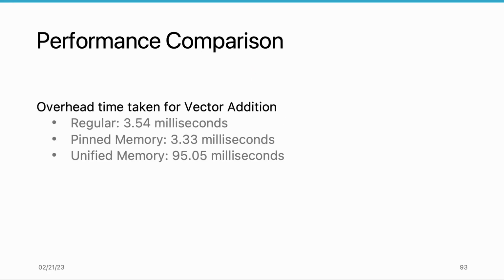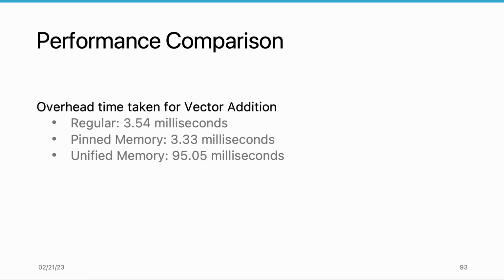We conducted a performance analysis of the vector addition implementation in HIP using 3 different memory allocation methods: regular, pinned, and unified memory. Here we show the kernel execution time. Our analysis showed that the regular implementation took 3.54 milliseconds to complete, while the pinned implementation was slightly faster, completing it in 3.33 milliseconds. However, the unified memory implementation was much slower, taking 95.05 milliseconds to complete.